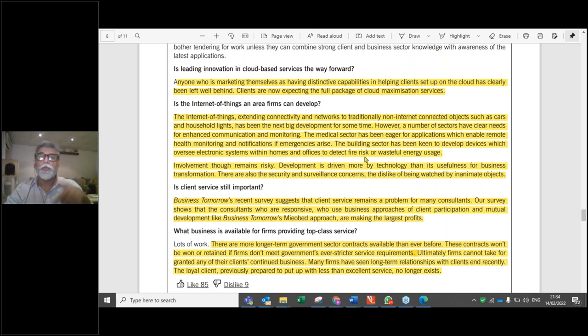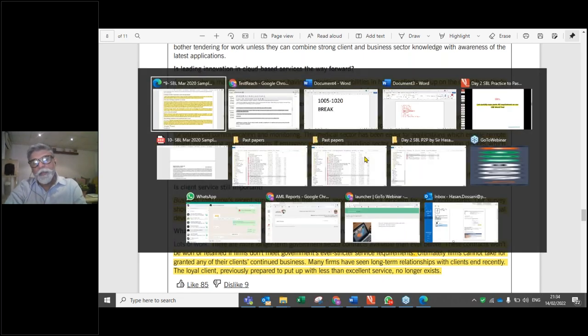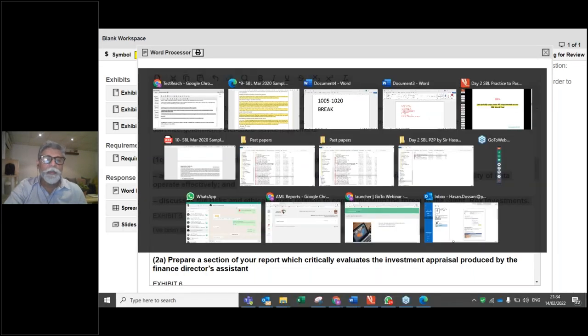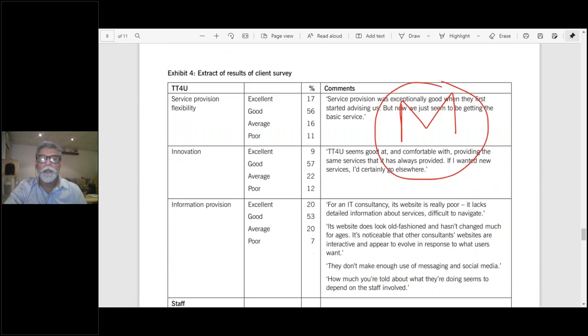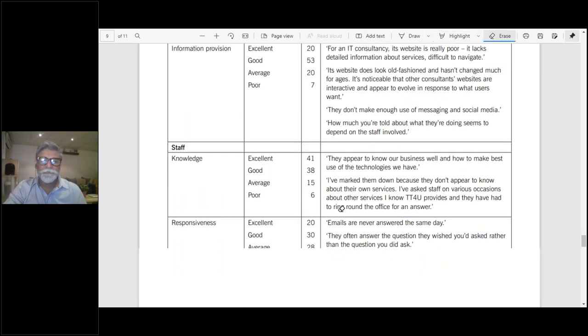Achha, now, for today, our target is question number 1A and 1B. We are not going to read the exhibits first because I want to wrap up today with question 1A and 1B. But just quickly have a look at any other. This one has too many exhibits. It says extracts of results of client survey. We are not going to read this in detail.